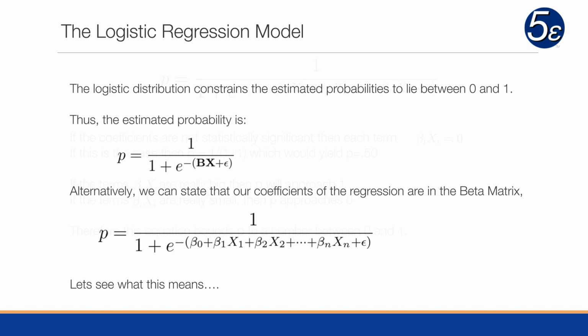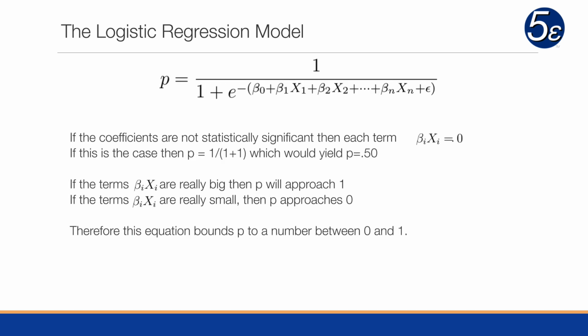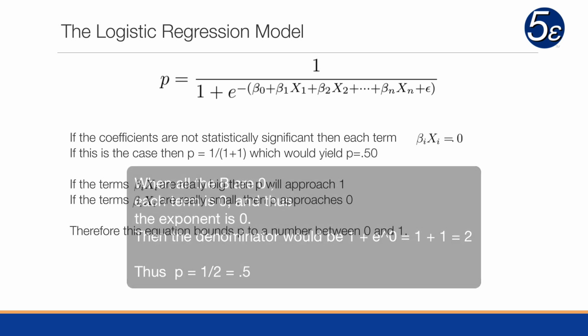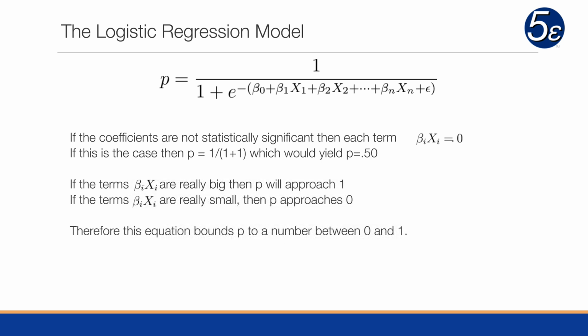So let's take a closer look. In this case, we have p equals 1 over 1 plus e to the negative, and this is our regression equation. If the coefficients are not statistically significant, then each term, beta i x i, equals 0. In this case, we would end up with p equals 1 over 1 plus 1, which would yield a p equal to 0.50. We have an equal chance of success and failure.